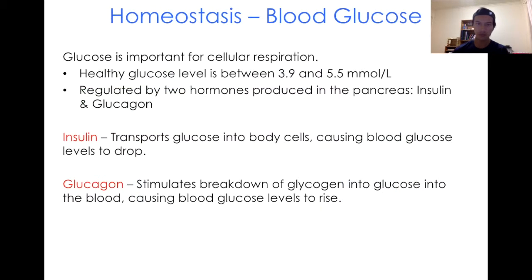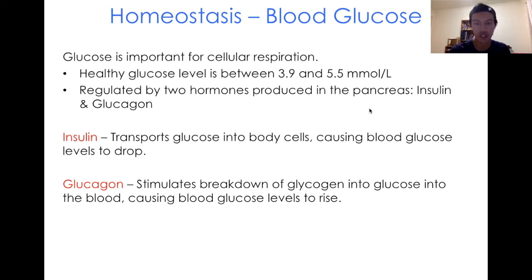Okay. Lastly, I want to talk about homeostasis in terms of blood glucose level. So glucose is really important for cellular respiration, and a healthy glucose level sits at around 3.9 to 5.5 millimoles per liter. In other words, 3.9 to 5.5 millimoles per liter of blood. Now, it's regulated by two hormones, both of them produced in the pancreas: insulin and glucagon. Insulin transports glucose into the body's cells, causing blood glucose levels to drop. Glucagon is the opposite. It stimulates the breakdown of glycogen in the liver into glucose and sends it back into the blood. What that does is it causes your blood glucose levels to rise.